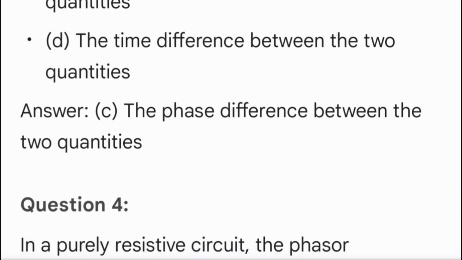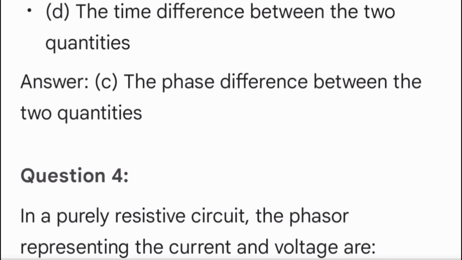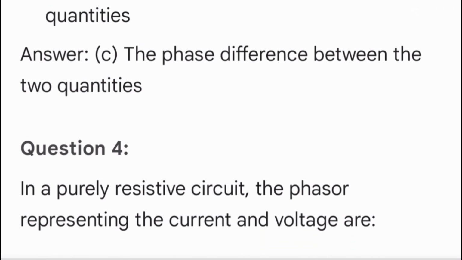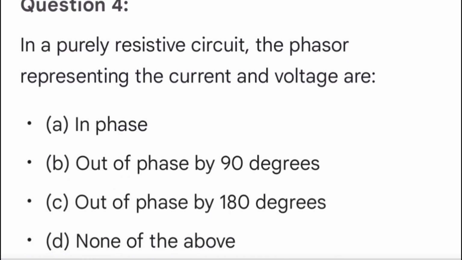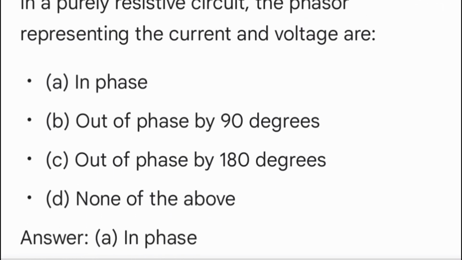Question 4. In a purely resistive circuit, the phasors representing the current and voltage are A. in phase, B. out of phase by 90 degrees, C. out of phase by 180 degrees, D. none of the above. Answer. A. in phase.